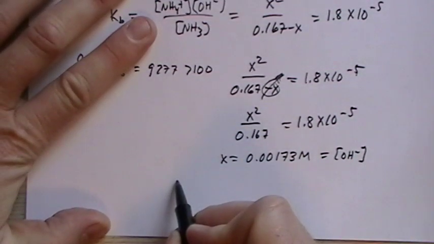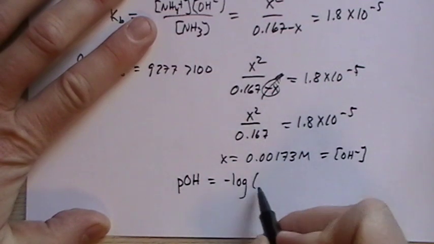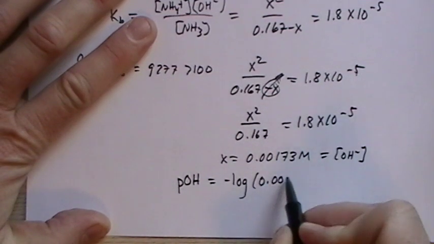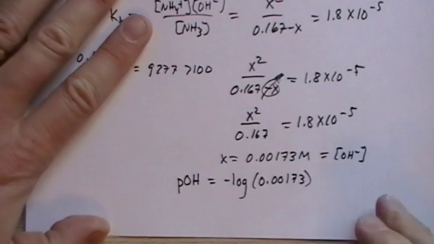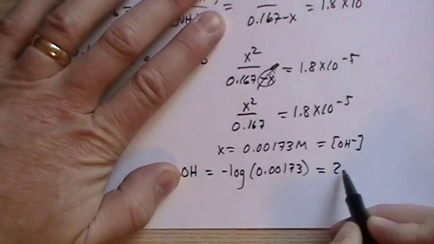Now the negative log of that is going to be pOH. This is the only thing that really gets students, because I like to stick with pH. Even though the concentration of OH minus will get us to pOH easier, let's see, so we have negative log of 0.00173, and the pOH is 2.76.